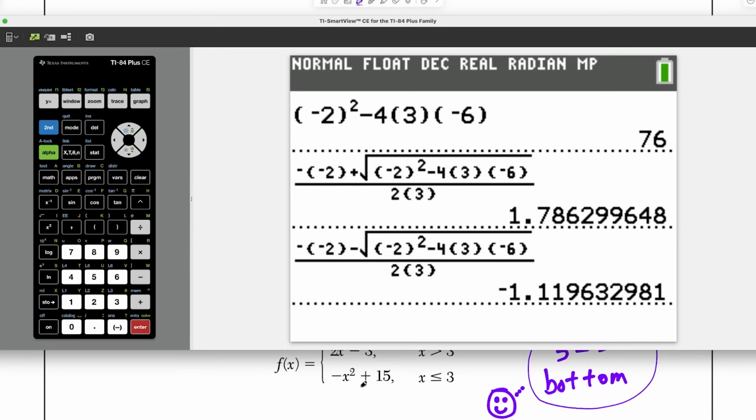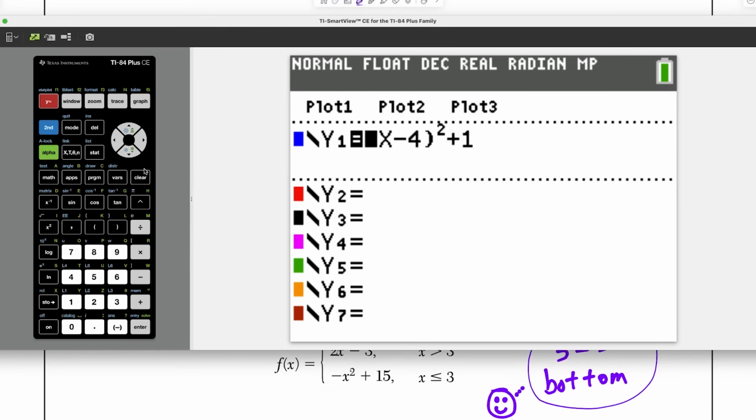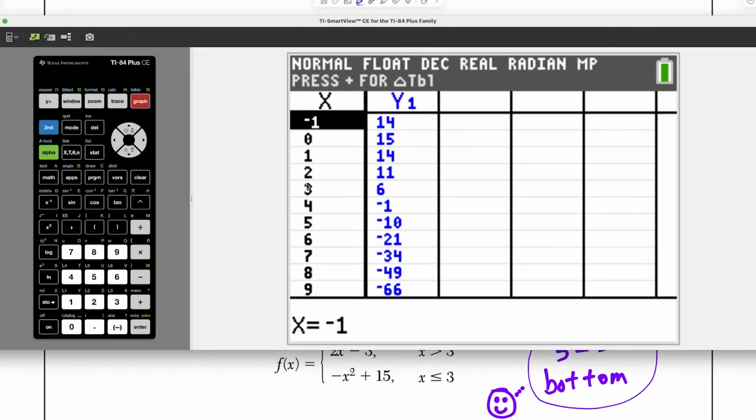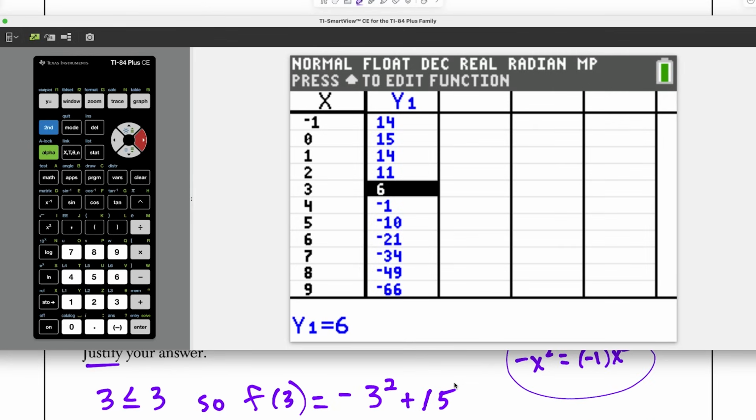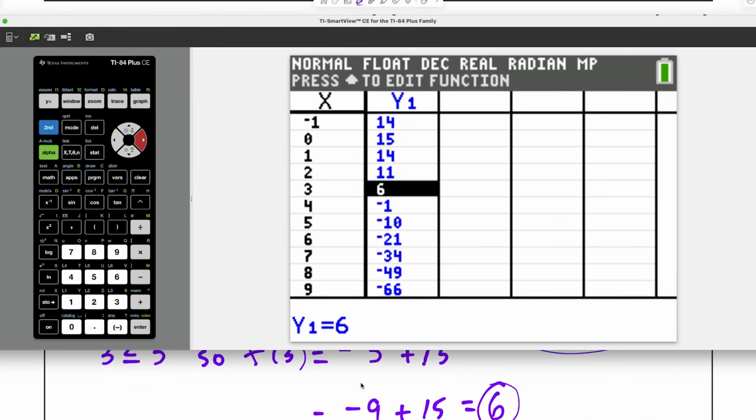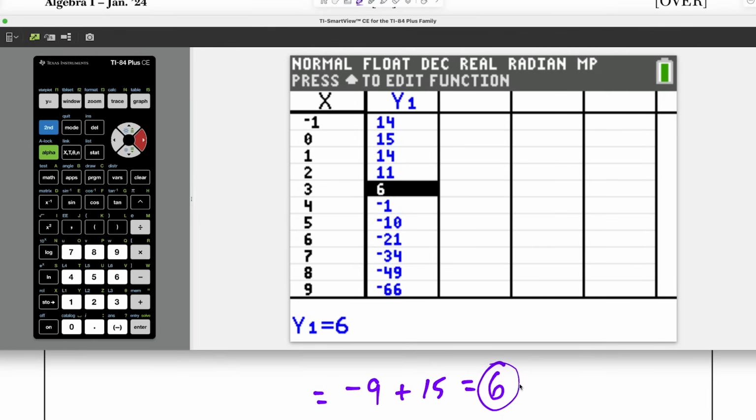Now, if you're nervous plugging into this by hand without the calculator, just go to the y equals and write negative x squared plus 15. And we only have to worry about what's going on at x equals 3. So I could just press second graph and go to the table and notice that when x equals 3, we have y is equal to 6. So this tells us that our evaluation here, plugging in 3 to the function, worked out nicely. So 6 is our answer.